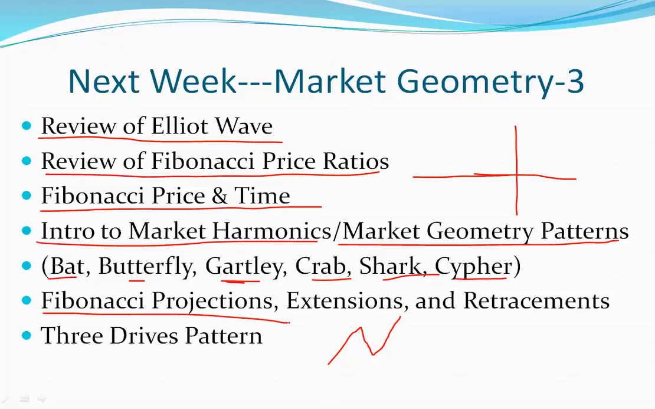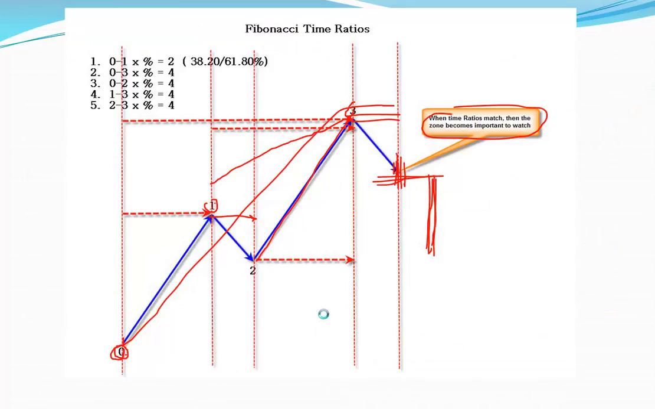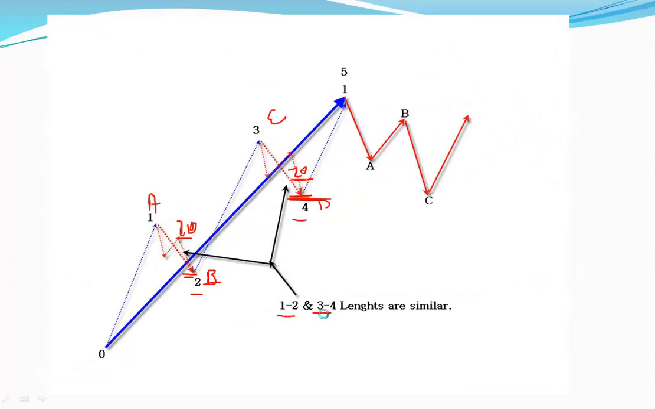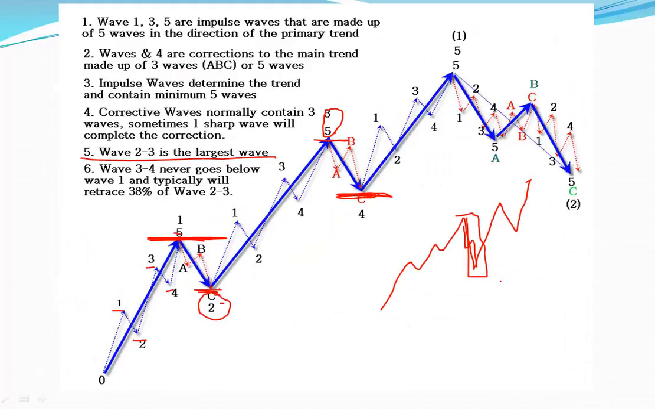And then we're going to look at Fibonacci projections, extensions, retracements. We're going to look at 3 drive patterns. What is that? Well, if we look at a 3 drive pattern, essentially it looks like the 5 wave. The 5 wave is here, but the three drives pattern actually is a climactic pattern to end the trend. And what I'm going to do is I'm going to go back, go back here.